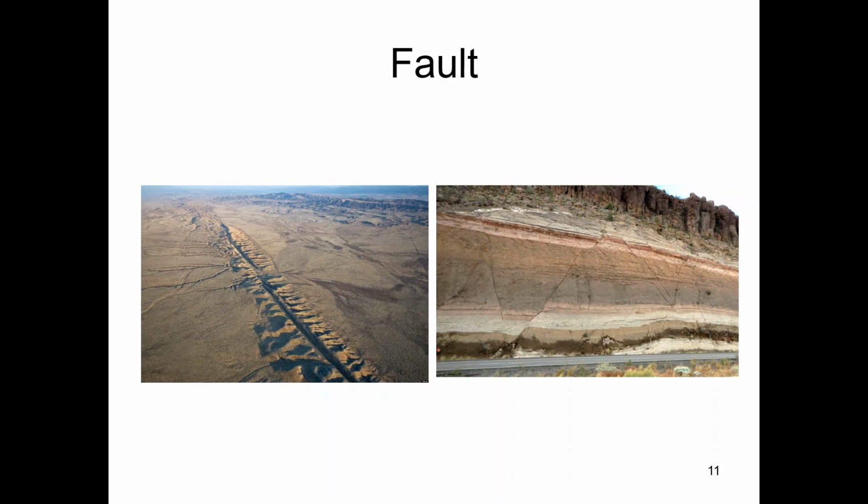So this is an example of a fault. This is the San Andreas fault. You can see this valley here. This is a bird's-eye view of the fault line, very large scale, and it reaches 100 kilometers for the San Andreas fault. But this is another fault. The scale is different, so you can see this line.